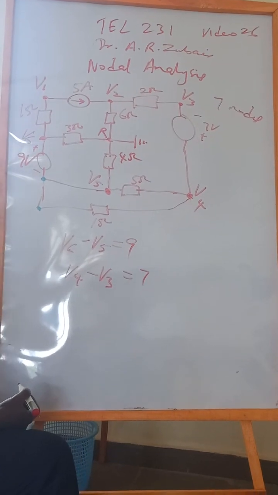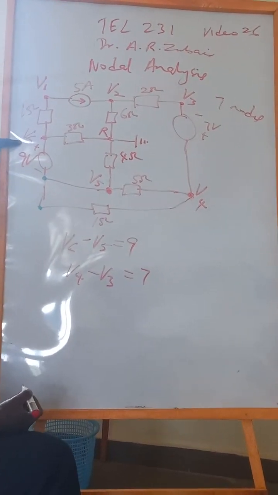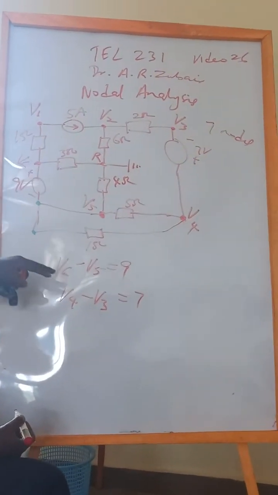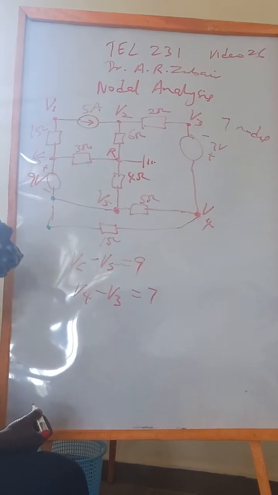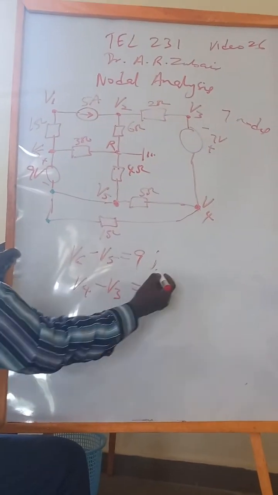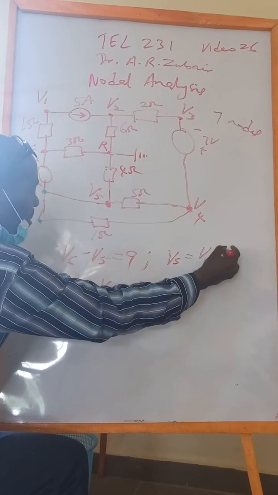Now, what we need now is V6. Yeah, it's only V6 we need. If we need the current across this resistor, we are looking for V6. We are going to eliminate 3 voltages. So let me make V5 the subject of the formula here. V5 is going to be equal to V6 minus 9.